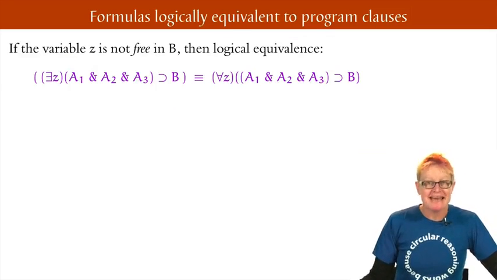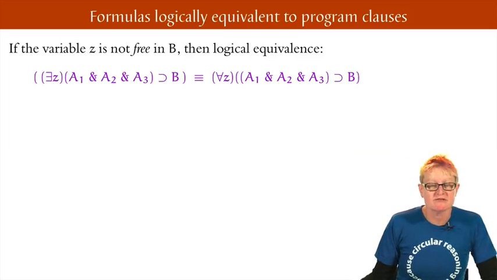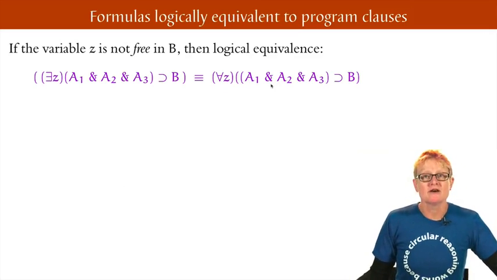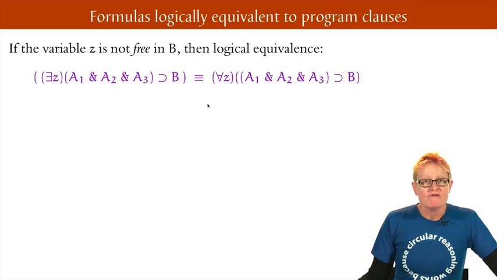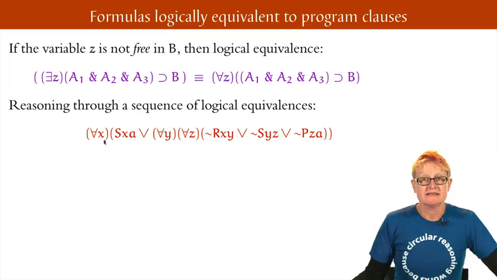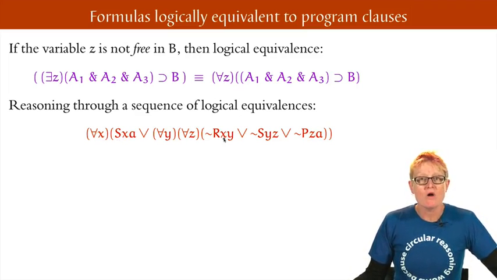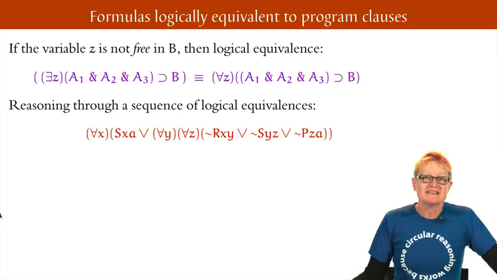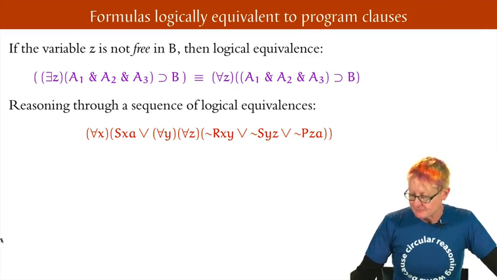Okay, let's see an example of reasoning through a sequence of logical equivalences. We will use the shown instance of the prenexing law for exists in the antecedent of a conditional. Now, we start with a formula as shown. It says for all x, sxa, or for all y, for all z, either not rxy or not syz or not pza. We will show that this is logically equivalent to a logic program.